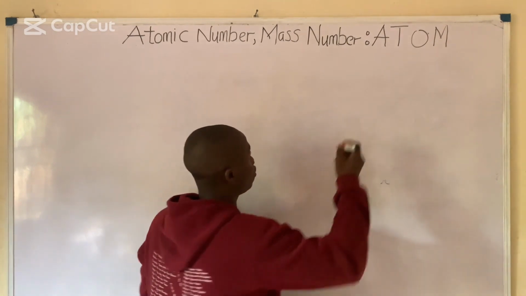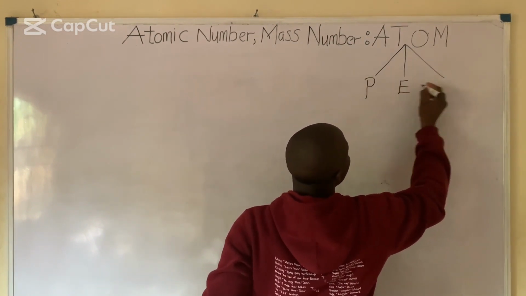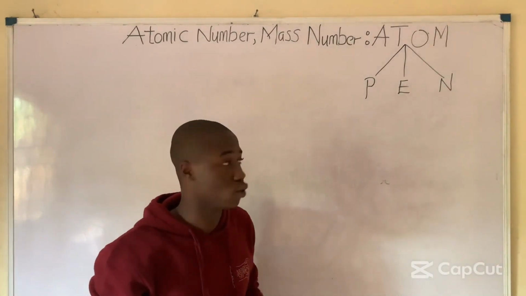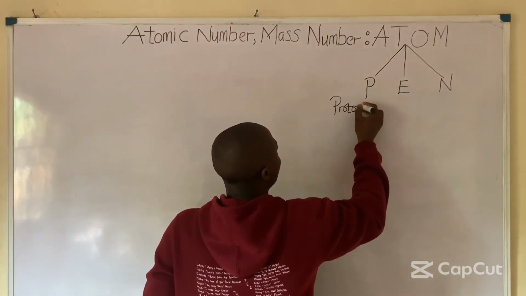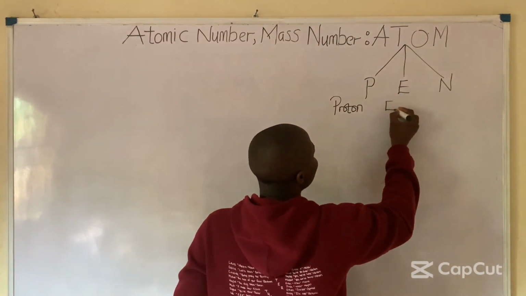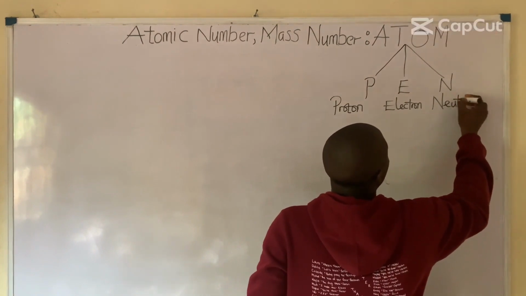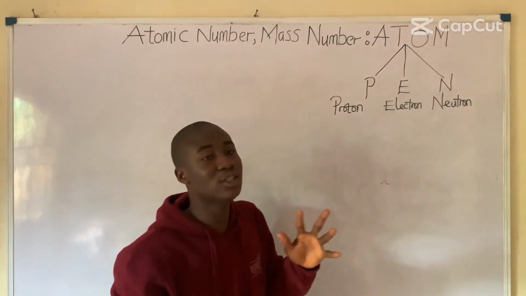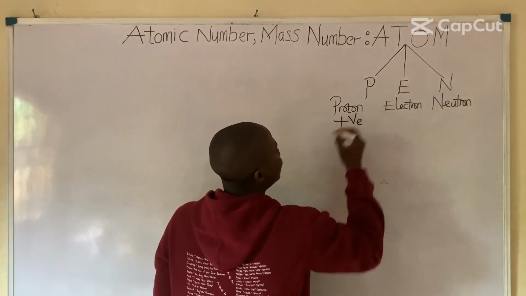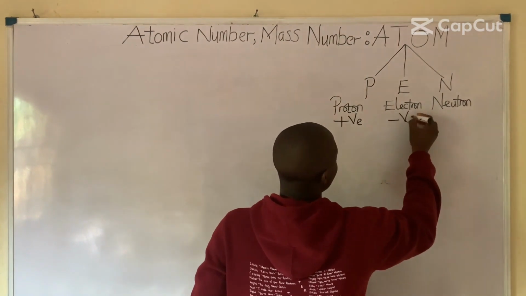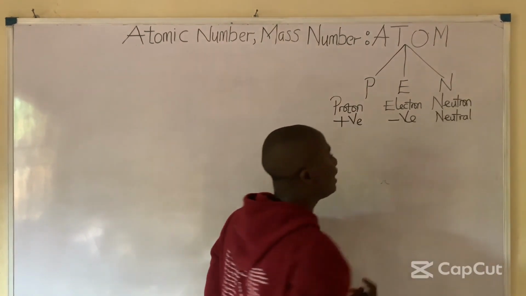And what are these subatomic particles? I call them PEN, which is P-E-N. So all of these are the subatomic particles, whereby P here means protons. This first subatomic particle found in an atom is called the proton, while the E here means electrons, and lastly, N here means neutrons. These subatomic particles have their respective charges. Protons are positively charged, electrons are negatively charged, and lastly, neutrons are neutral. So this is something we must take note of.